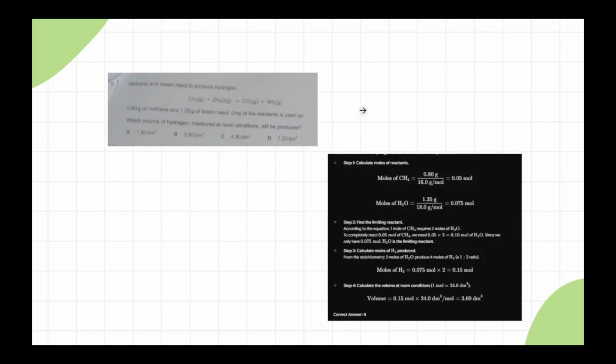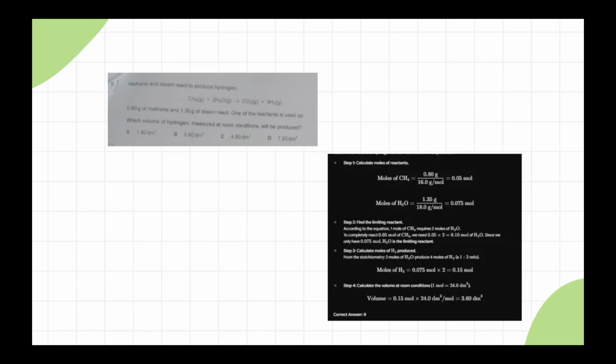Next, methane and steam react to produce hydrogen. 0.8 gram of methane and 1.35 gram of steam react. One of the reactants is in excess. Which volume of hydrogen measured at room conditions will be produced? So we have four steps here. The first step is to calculate moles of reactants.